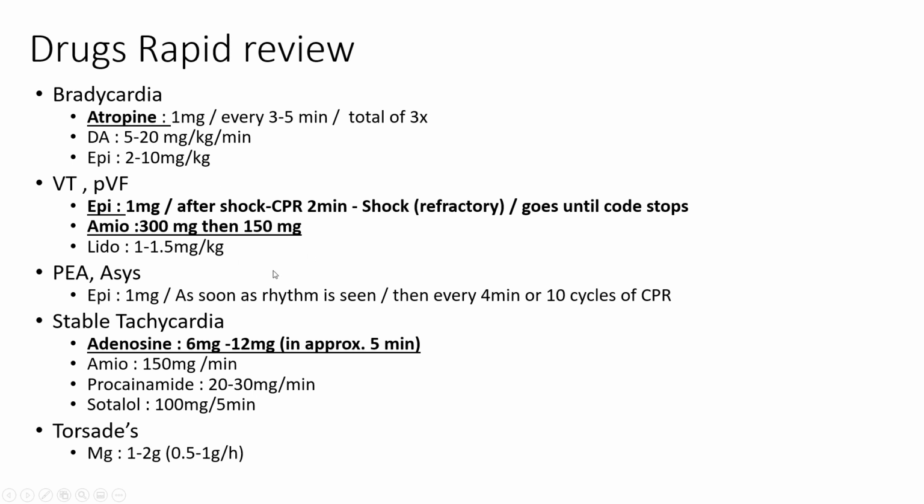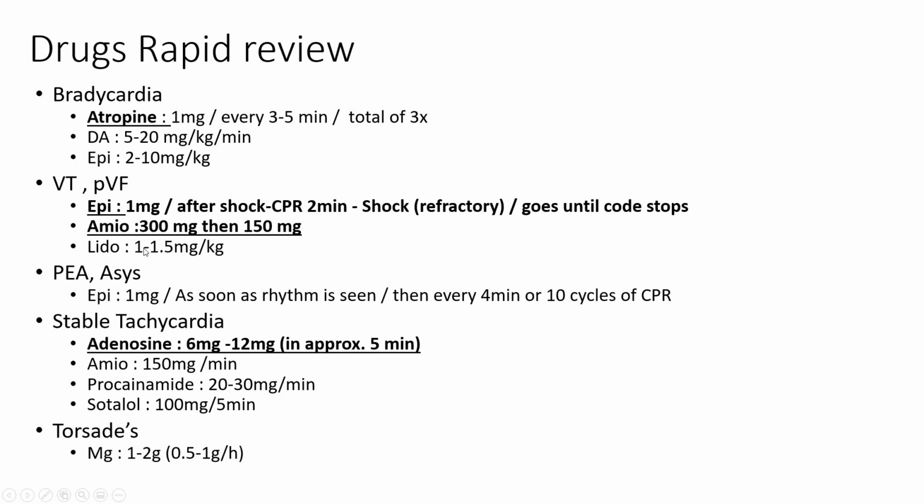Here's a rapid review of the drugs and their doses. For bradycardia, atropine is the one to know. It's 1 milligram 3 times. And remember, the T kind of looks like a 1, so that'll help you remember atropine. For VT and pulseless VF, you have epi and amio. Epi is 1 milligram also. I kind of remember the I at the end of epi as 1. And then amio, the M kind of looks like a 3. So remember 300, and then you half it to 150.